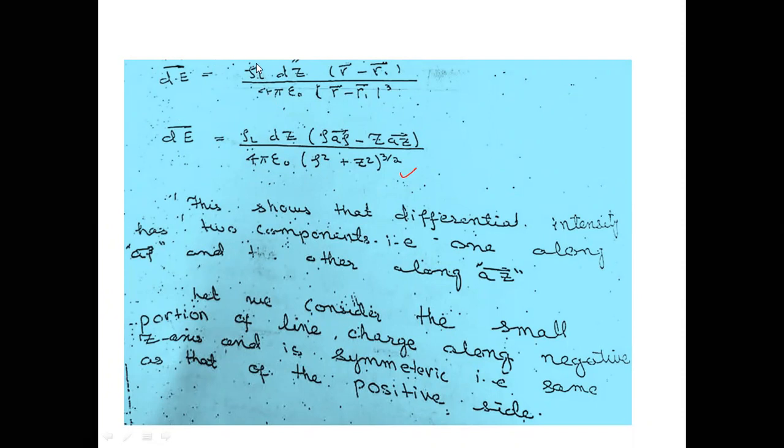Okay, so rho L, and this was dl in that formula, but now we are taking the real value, that is dz, because the charges are distributed along z direction. So dE is equal to rho l dz times r minus r1, divided by 4 pi epsilon naught times absolute r minus r1 whole cube. Okay, now replacing the value of r and r1 over here, similarly the value for the absolute r minus r1 is this.